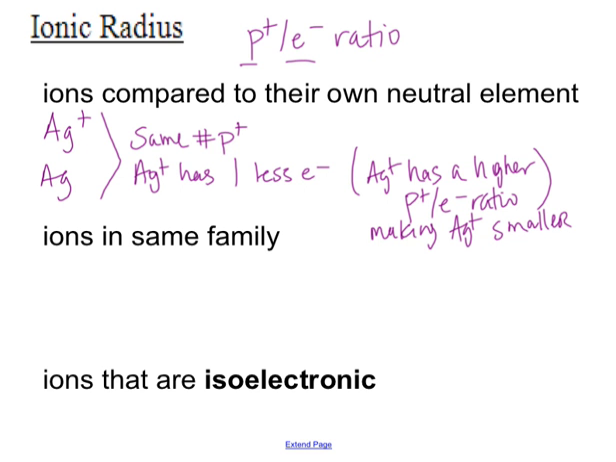You've got to address both things. What's the same or what's different? You've got to say they have the same number of protons, because not all positive things are smaller than neutral atoms. Cesium plus 1 is not smaller than fluorine, just because it's positive. What makes this positive smaller is we're comparing something with the same number of protons. So a general rule we can say is that positive ions are smaller than their own neutral atom.